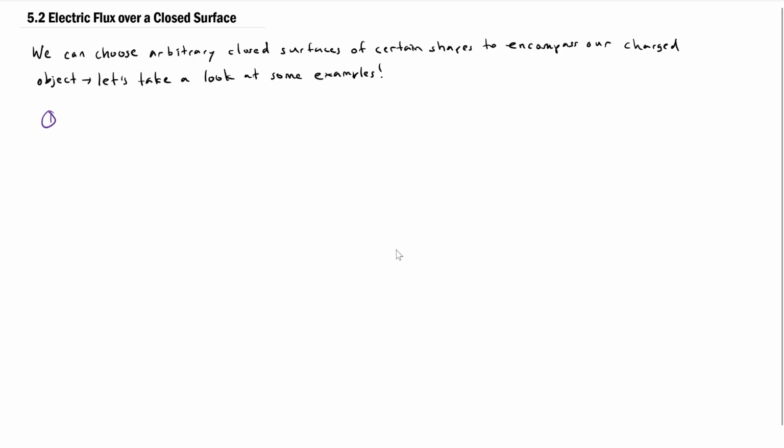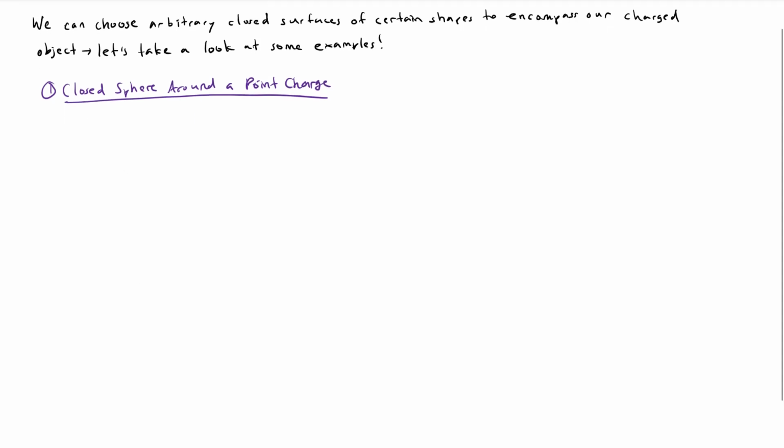So the first one we want to look at is a closed sphere around a point charge. So just remember, although we can choose arbitrary closed surfaces of certain shapes, there are some that we are going to have to use and some that are going to be quite obvious. So for a point charge, let's draw this out. We want a closed sphere around a point charge.